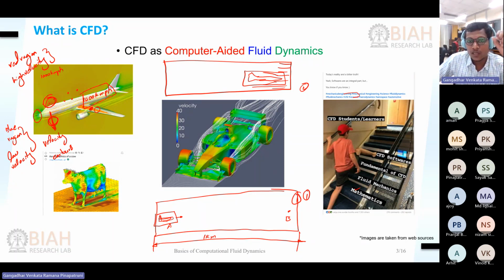So to generate these kinds of contours, or to understand them, in any commercial software or open source software, you need to be clear with the mathematics, and you need to be very confident in fluid mechanics. Fundamental fluid mechanics is very much essential to understand the clear physics of a complex object. This is a very, very complex object.